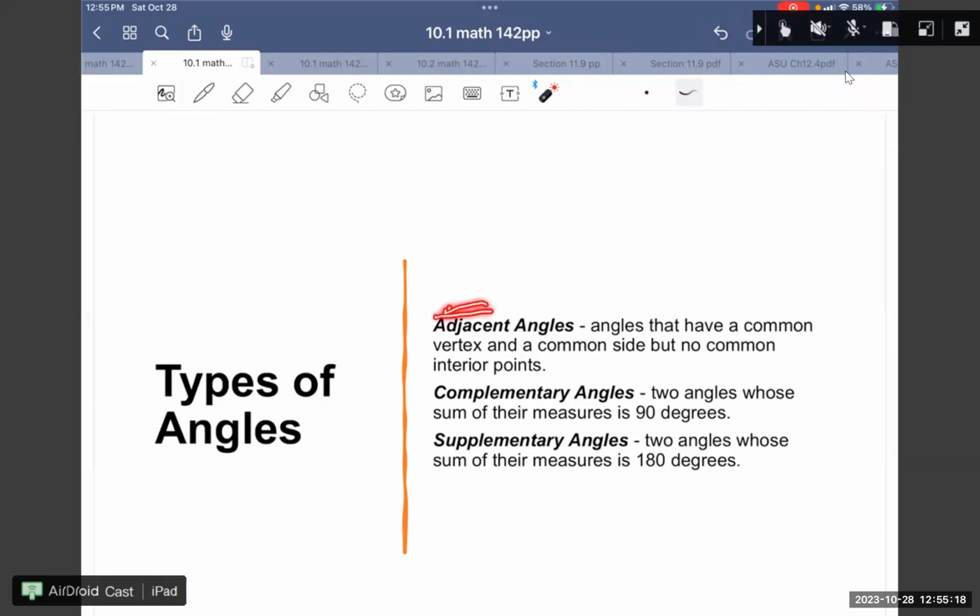So types of angles. Adjacent angles are angles that have a common vertex and a common side, but no common interior points. Complementary angles are two angles whose sum measures 90 degrees. Supplementary angles are also two angles whose sum is 180 degrees.